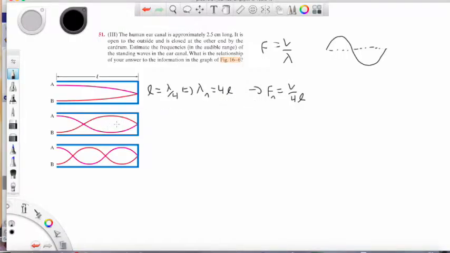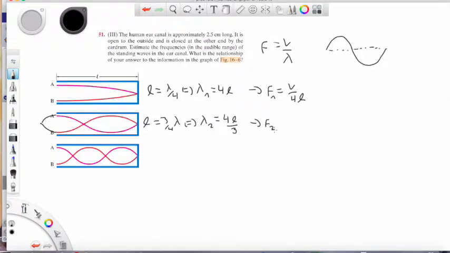What about the first overtone? In this case, we see that the wavelength is not quite one full. The full wavelength would look like this. So we have 3/4. So the length of the tube is 3/4 of the full wavelength. And again, the lambda in this case is 4L divided by 3.